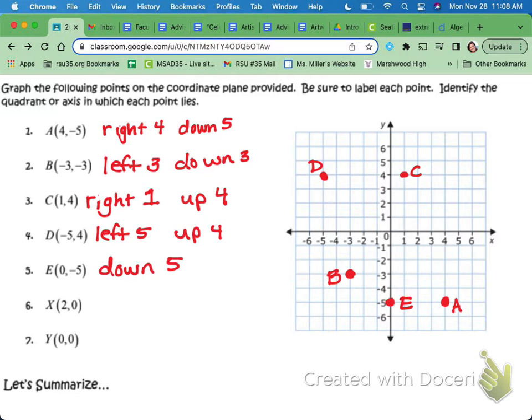X, where's X going to go? Right 2, and that's it, because I'm not going up or down. There's point X. And then Y, (0, 0), the origin, is the origin, right? So that's not going anywhere. Can you plot points correctly?